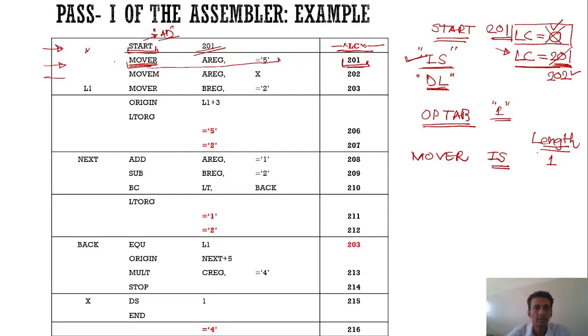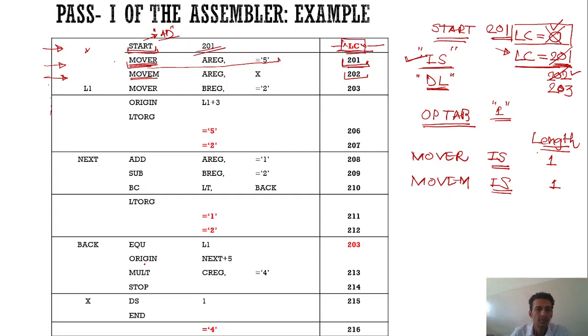Now similarly, moving to the next instruction, MOVEM. Again, in the OP tab we will find the MOVEM instruction in the category of imperative statement, again considering length as 1. So the current LC is 202, which will be given to this particular instruction, and again we increment it by the length of the instruction, which is 1. So LC will be set to 203. This is how we will be carrying out the location counter processing.